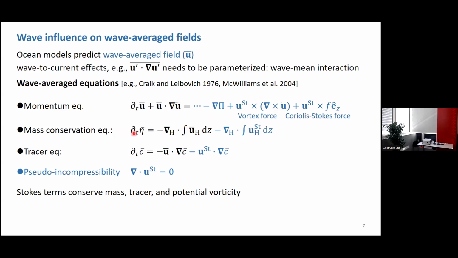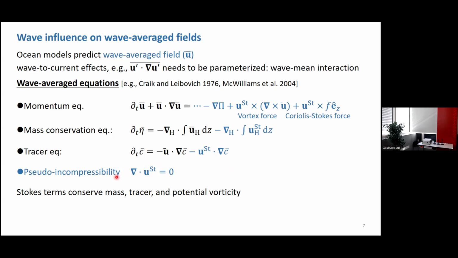For the mass conservation equation, the surface elevation changes not only due to the horizontal convergence of the Eulerian velocity, but also the horizontal convergence of the Stokes drift velocity. And for the tracer equation, we have the additional advection by the Stokes drift. And finally, the Stokes drift velocity, by definition, is not completely incompressible, but it has a small divergence at higher order.